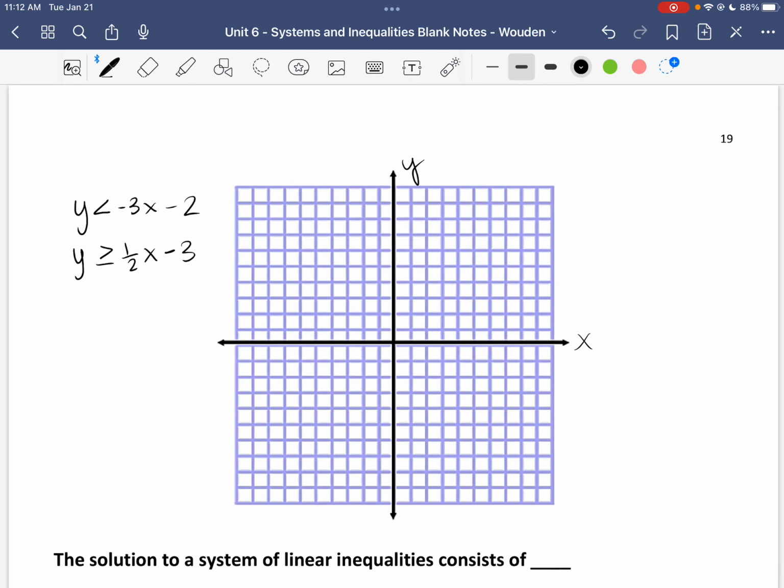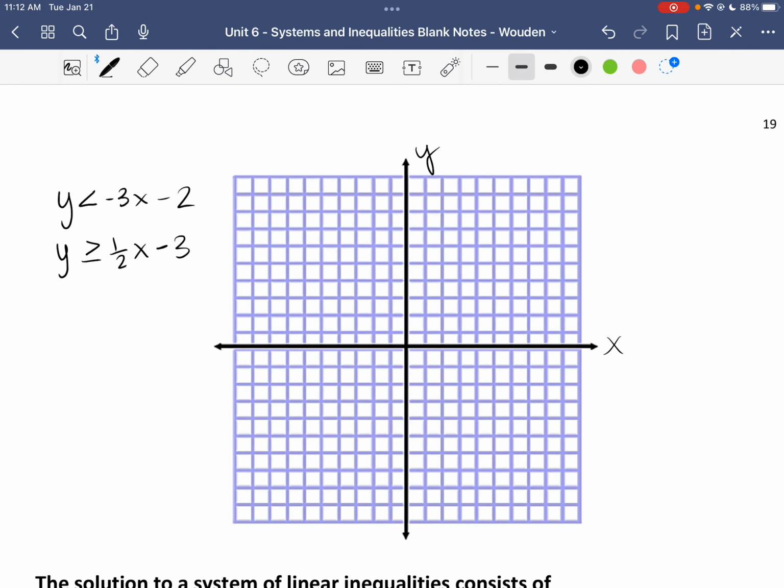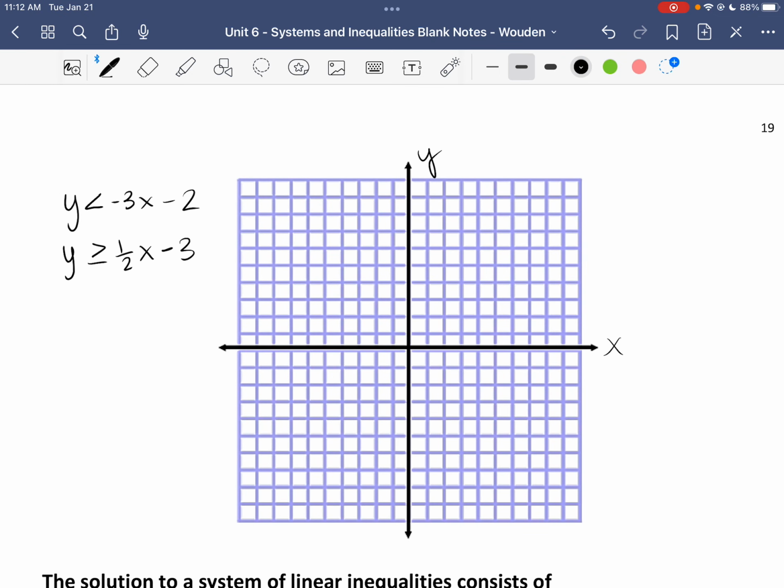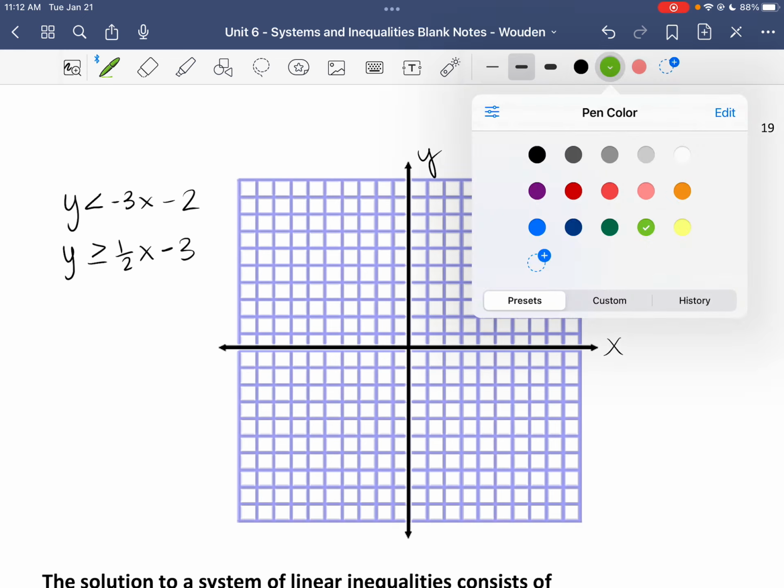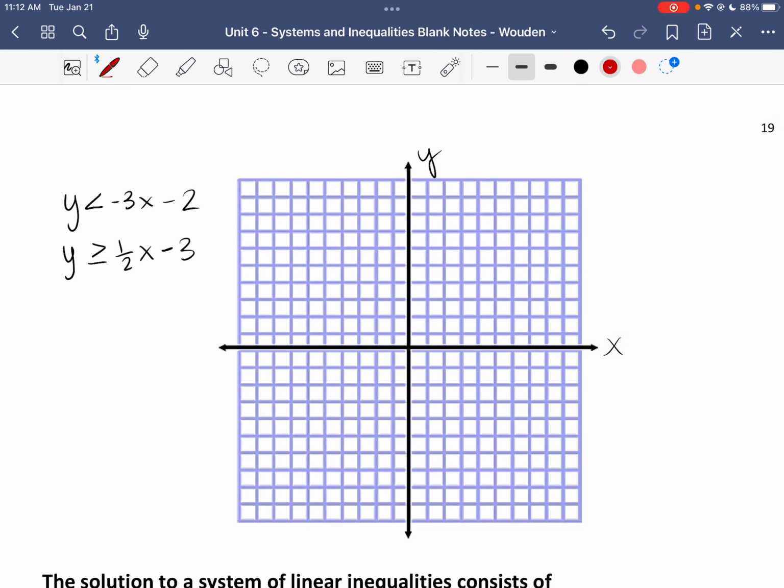So you should all be on page 19 in your notes. And I turned the page and rewrote the inequalities that I will be graphing here on the left-hand side so that I don't have to keep flipping back and forth between my notes. So I'm going to do the first one in red. So I'm going to graph this first inequality in red.